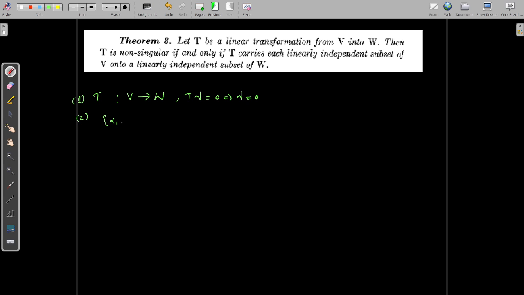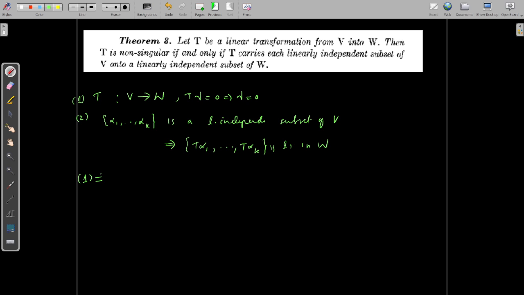That means if alpha 1, alpha 2, etc., alpha k is a linearly independent subset of V, then T carries these to another linearly independent subset in W. That means if alpha 1, alpha 2, alpha k is linearly independent, then the image set is also linearly independent in W. So we need to prove that 1 implies 2 and 2 implies 1. We prove 1 implies 2 first.